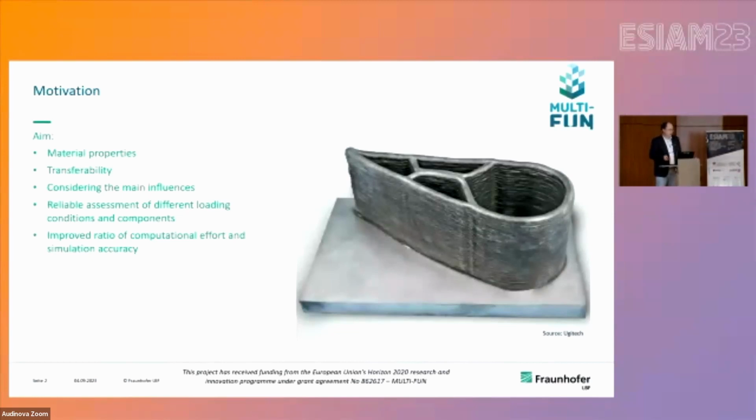What does it mean? We want to focus on only a few material properties in order to have a good transferability. Also, we have to consider the main influences. I know in case of additive manufacturing, we will have a lot of influences, but we just focus on a few of them in order to cover 90–95%. That will be enough to get components like these from the laboratory to the road.